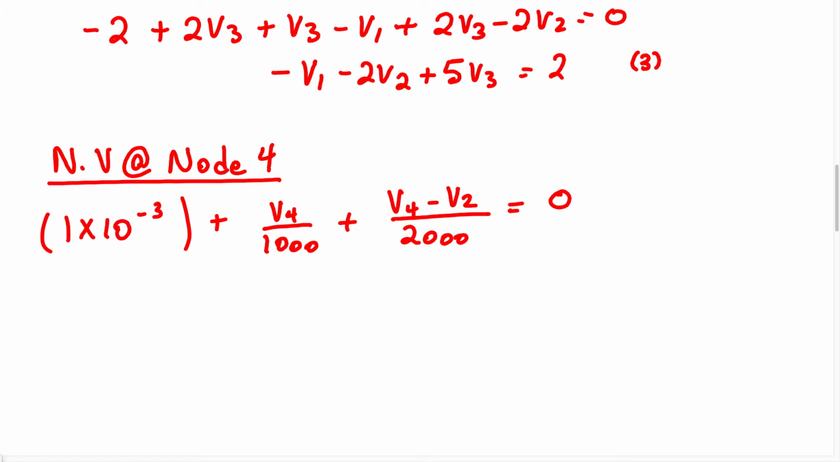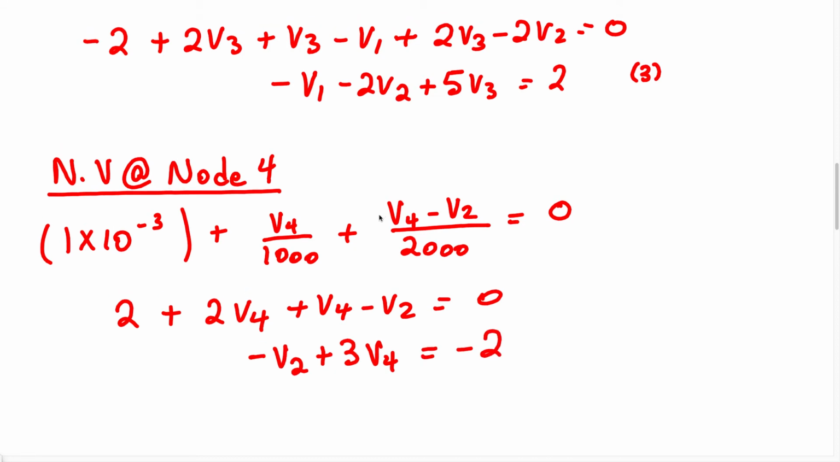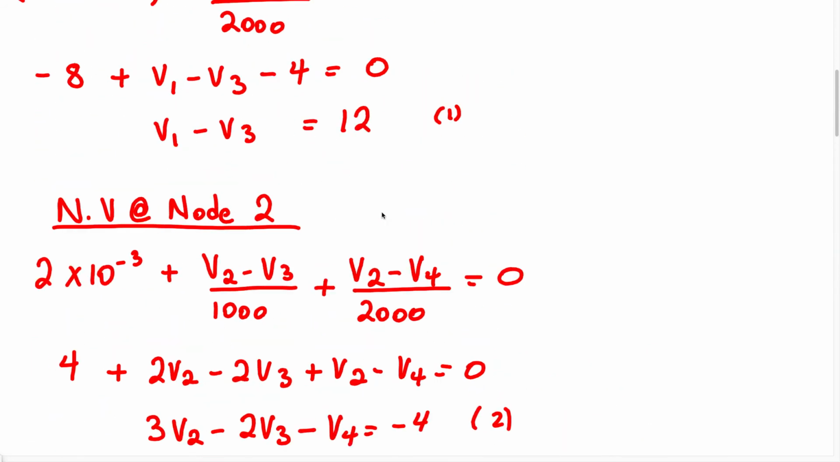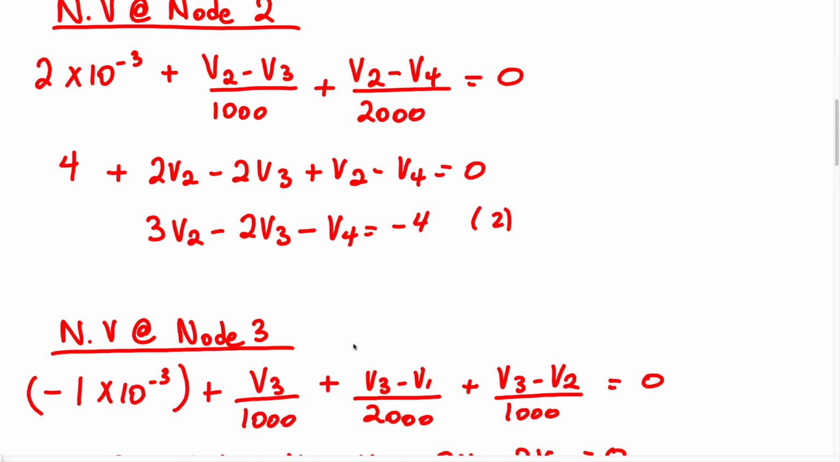So when we simplify this now, we're going to multiply each term by 2000. So that's going to give us 2 plus 2V4 plus V4 minus V2 equals 0. Therefore, we're going to get negative V2 plus 3V4 equals negative 2. Now, when I look at this, I have a bunch of unknowns, right? I have V1, V3, V2, and V4. So I have 4 unknowns and 4 equations.